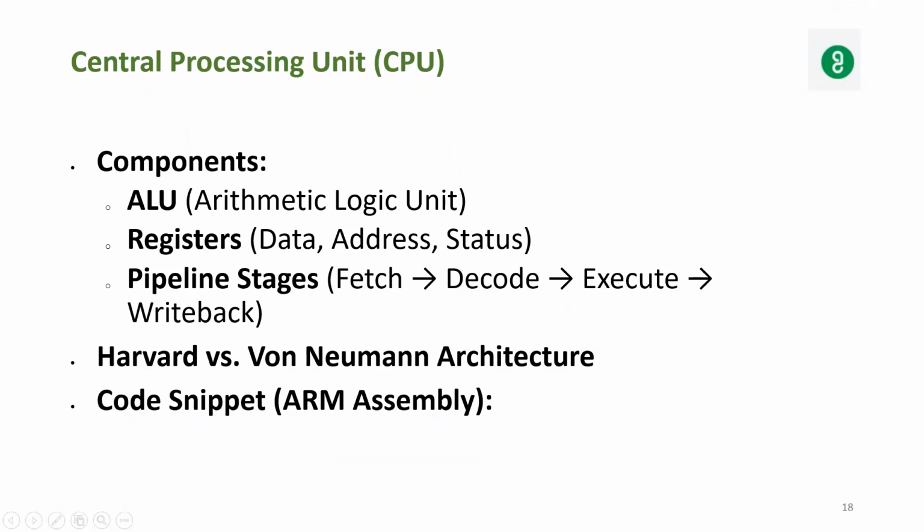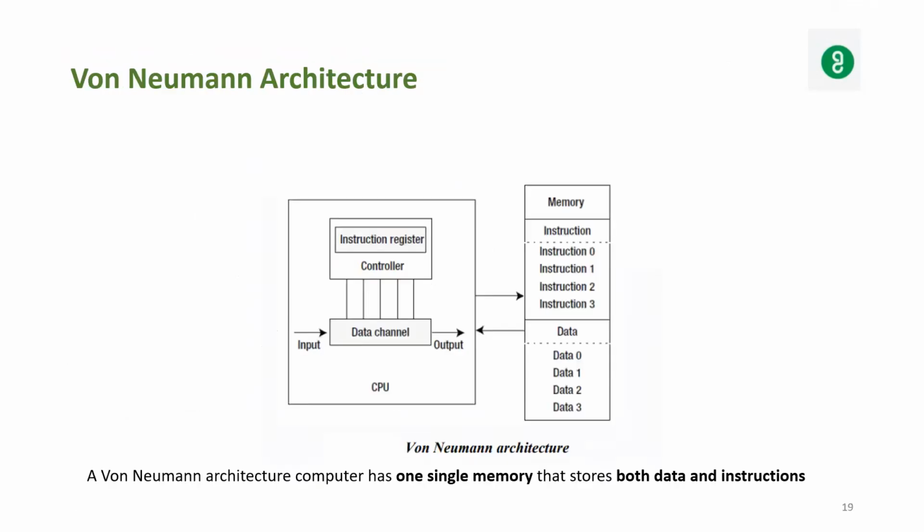Central processing unit. It has an arithmetic logic unit, and registers like data registers, address register, and status register are used. Pipeline stages: fetch, decode, execute, and write back. These are the stages executed in the pipeline. With CPU architecture, there are two architectures, Harvard architecture and von Neumann architecture. Normally, we'll have a simple code snippet with ARM architecture.